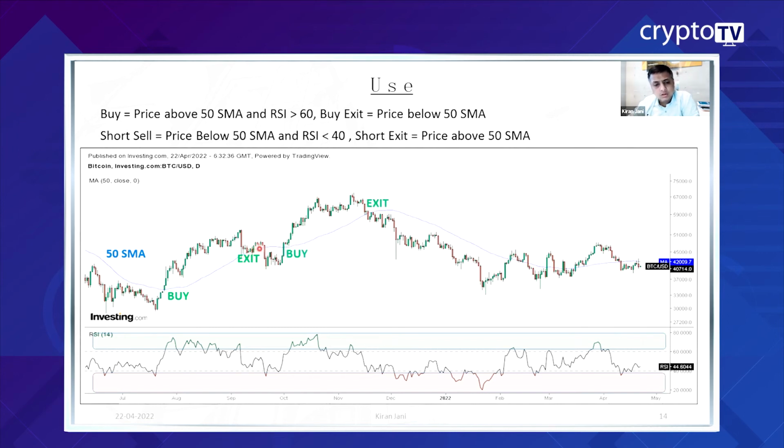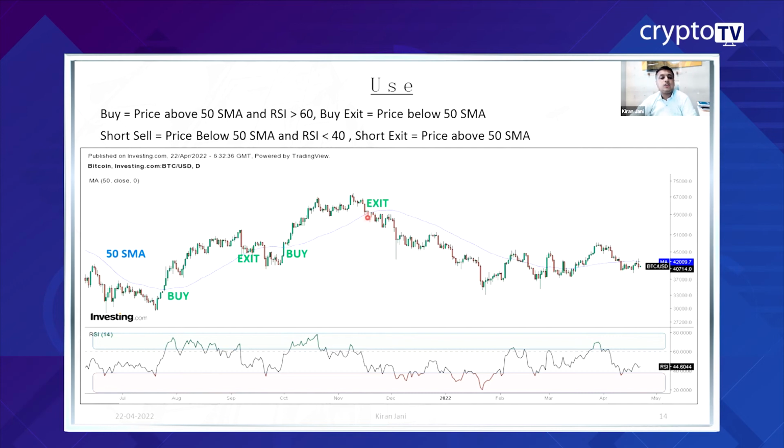Now let's see one more. Here again the price crosses over the moving average, but the RSI is not above 60. But from the third candle you got your RSI crossover also. So you bought here somewhere around 45,000 and you are holding, and you are exiting over here at 59,000.